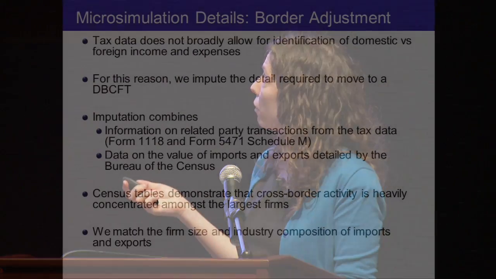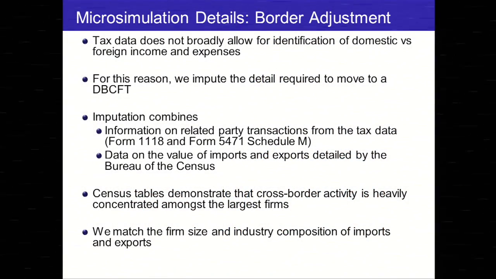Okay, so this is the border adjustment. So this is the big, I think it's a leap forward in what we've done, but I will tell you it's not perfect because the data isn't available to do this explicitly. Again, the tax data doesn't allow for the identification of domestic versus foreign flows. So what we have to do is impute the detail to get the destination-based cash flow tax. So we do take some information from the tax returns. We take whatever we can get, basically.